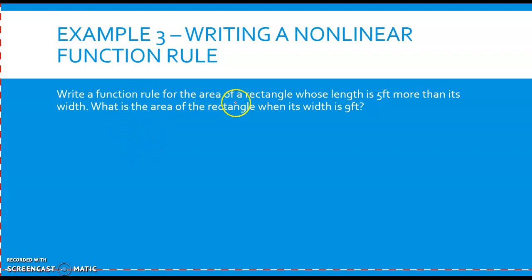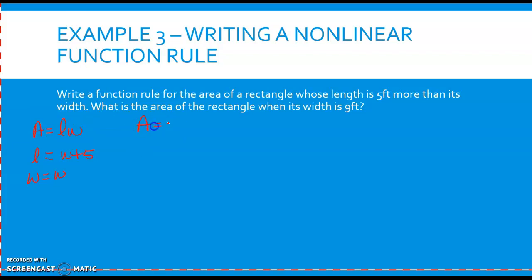We're going to write the function rule for the area of a rectangle whose length is 5 feet more than its width. That's all I'm worried about right now. I don't care right now about the area of the rectangle if its width is 9 feet. We know that areas of rectangles are length times width, so I know that that's my equation I'm working with. We know that our length is 5 more than our width, so our length is going to be our width plus 5, and our width we don't know right now, so we're just calling that W. W equals W. Done.